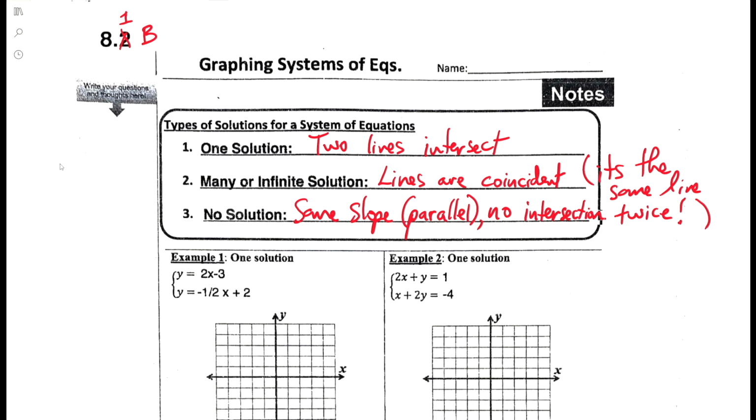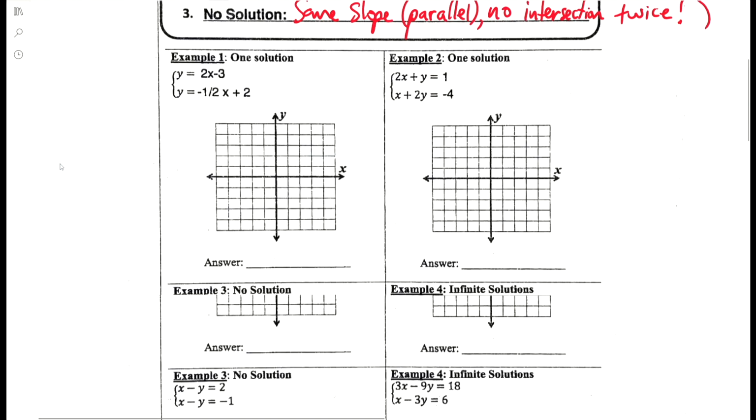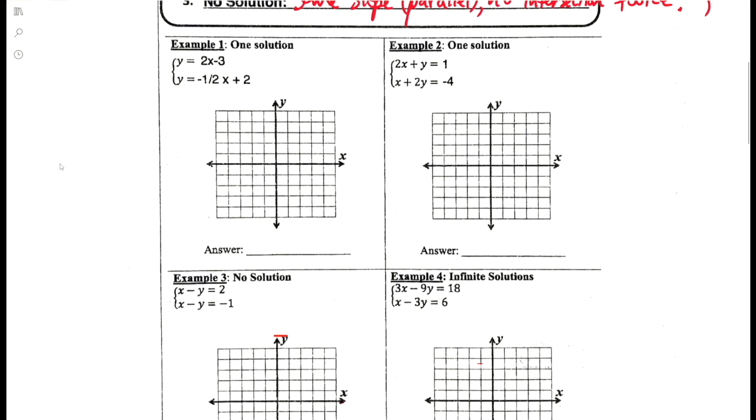So let's look at an example of one solution. This is a review of what we did last week. We have two lines. They're both nicely solved for y. We'll do one in red and we'll do the other one in blue. The red one is going to start with a y-intercept of -3. So from the origin, go down 1, 2, 3, put a dot.